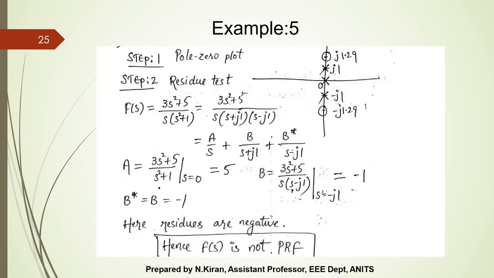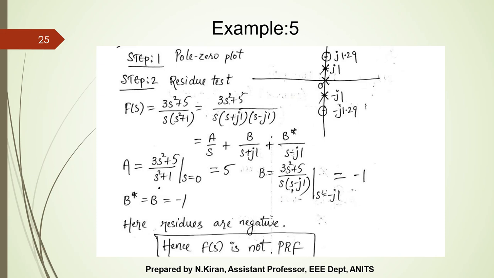On plotting the pole-zero plot, I can observe that all the poles and zeros are on the j omega axis and no poles and zeros are on the right half of the S-plane. The first condition is satisfied. So since all poles and zeros are on the j omega axis, I have to conduct the residue test.